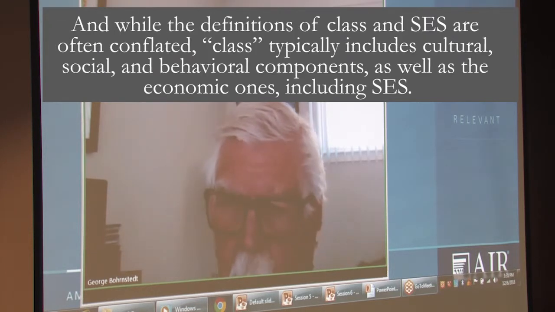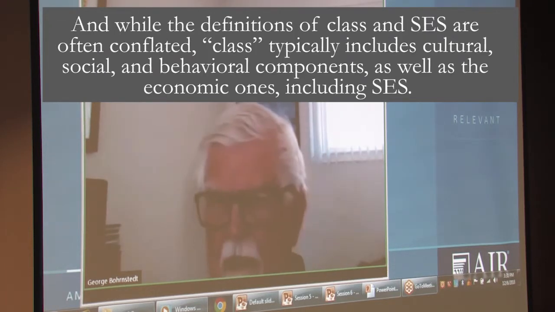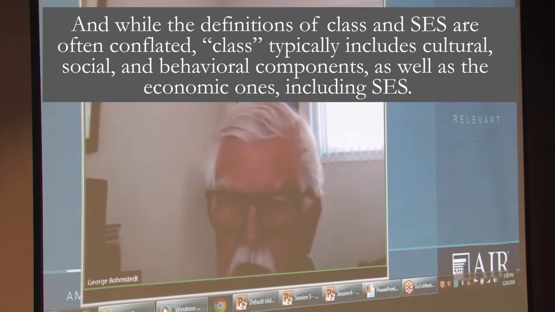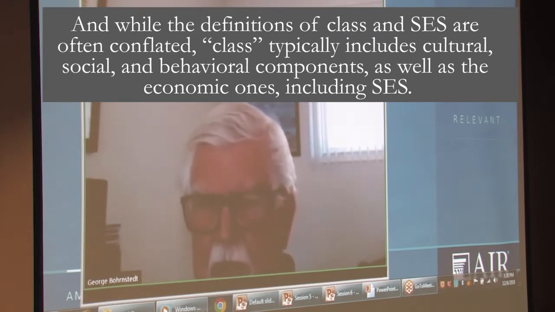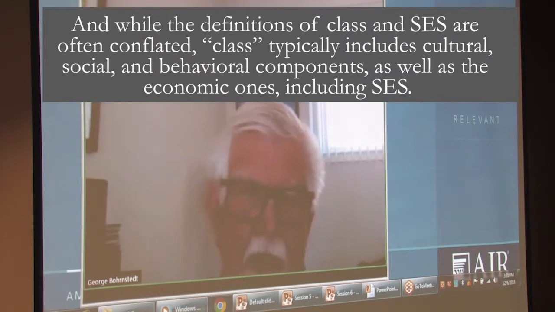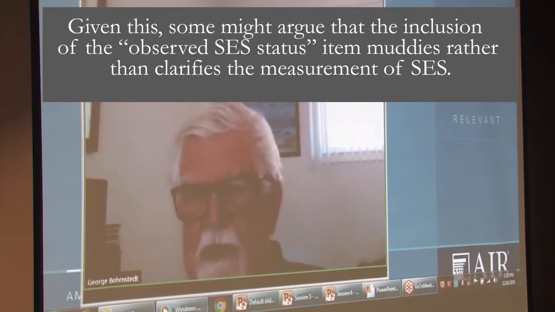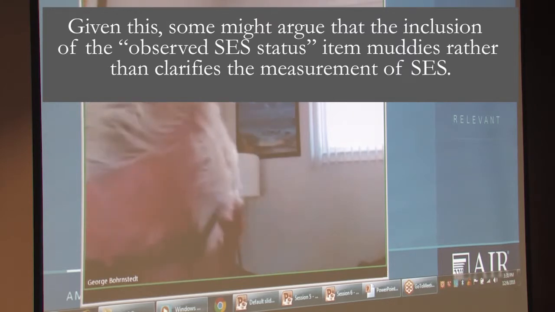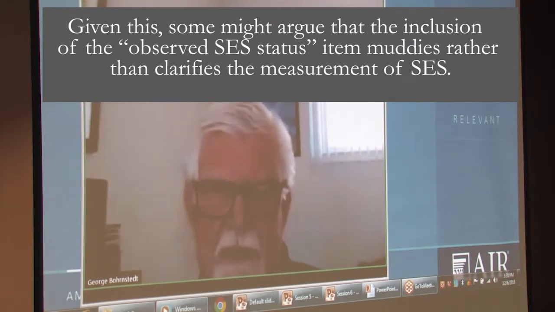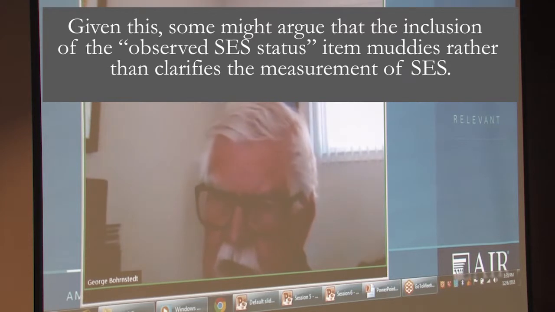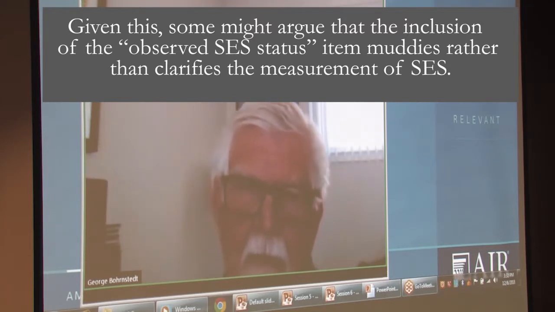And while the definitions of class and SES are often conflated, class typically includes cultural, social, and behavioral components, as well as the economic one, including SES. Given this, some might argue that the inclusion of the observed SES status item muddied rather than clarified their measurement of SES.